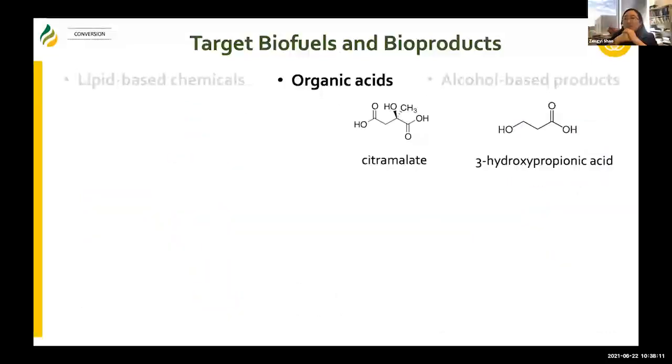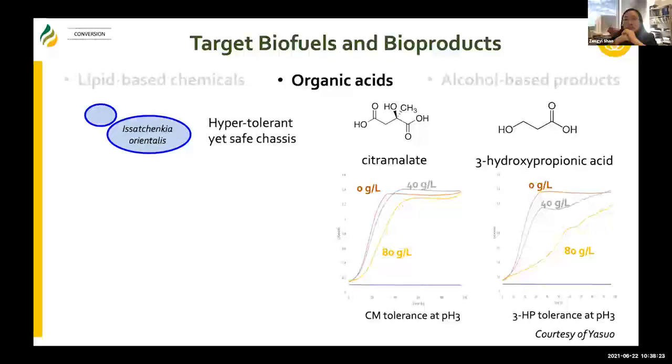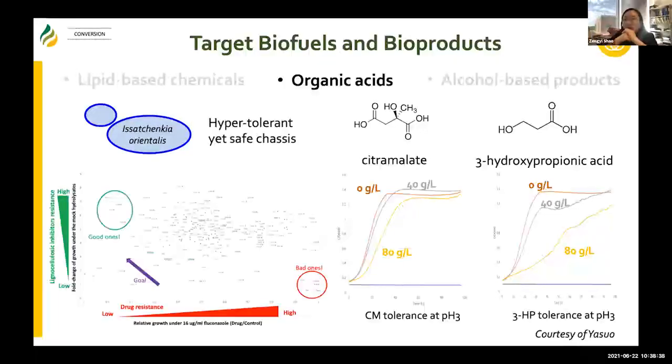Another organic acid the conversion theme is trying to make is 3HP, which is a precursor of a fully biodegradable polymer. For both citramalate and 3HP, we chose Issatchenkia orientalis as the production host due to its high acid tolerance. As you can see here, even at 80 grams per liter, the strain can grow very well. Our group has screened 170 strains and successfully identified the ones demonstrating hypertolerance towards high concentrations of lignocellulosic inhibitors, while leaving little drug resistance to the environment.